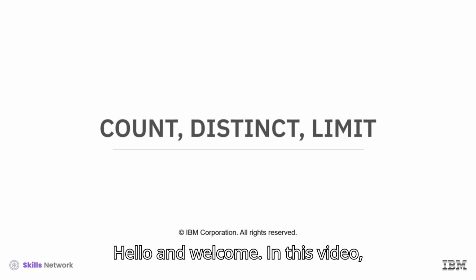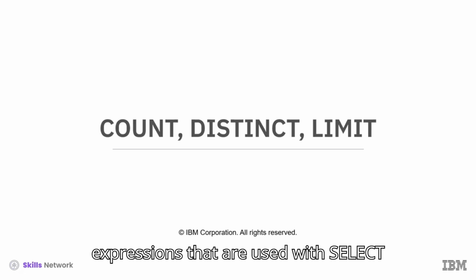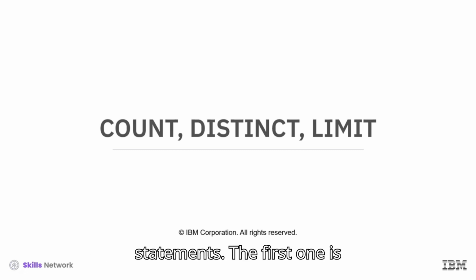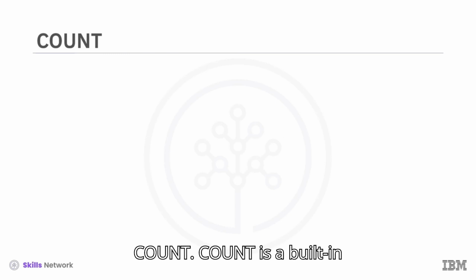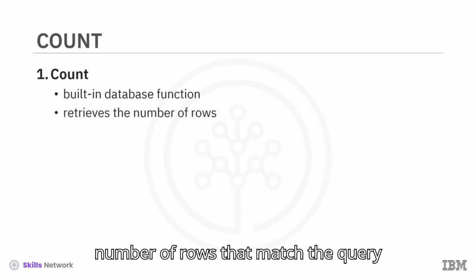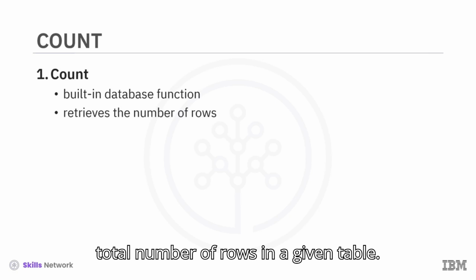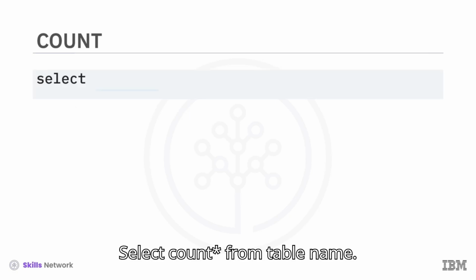Hello and welcome. In this video, we'll briefly present a few useful expressions that are used with select statements. The first one is count. Count is a built-in database function that retrieves the number of rows that match the query criteria. For example, get the total number of rows in a given table. Select Count star from table name.